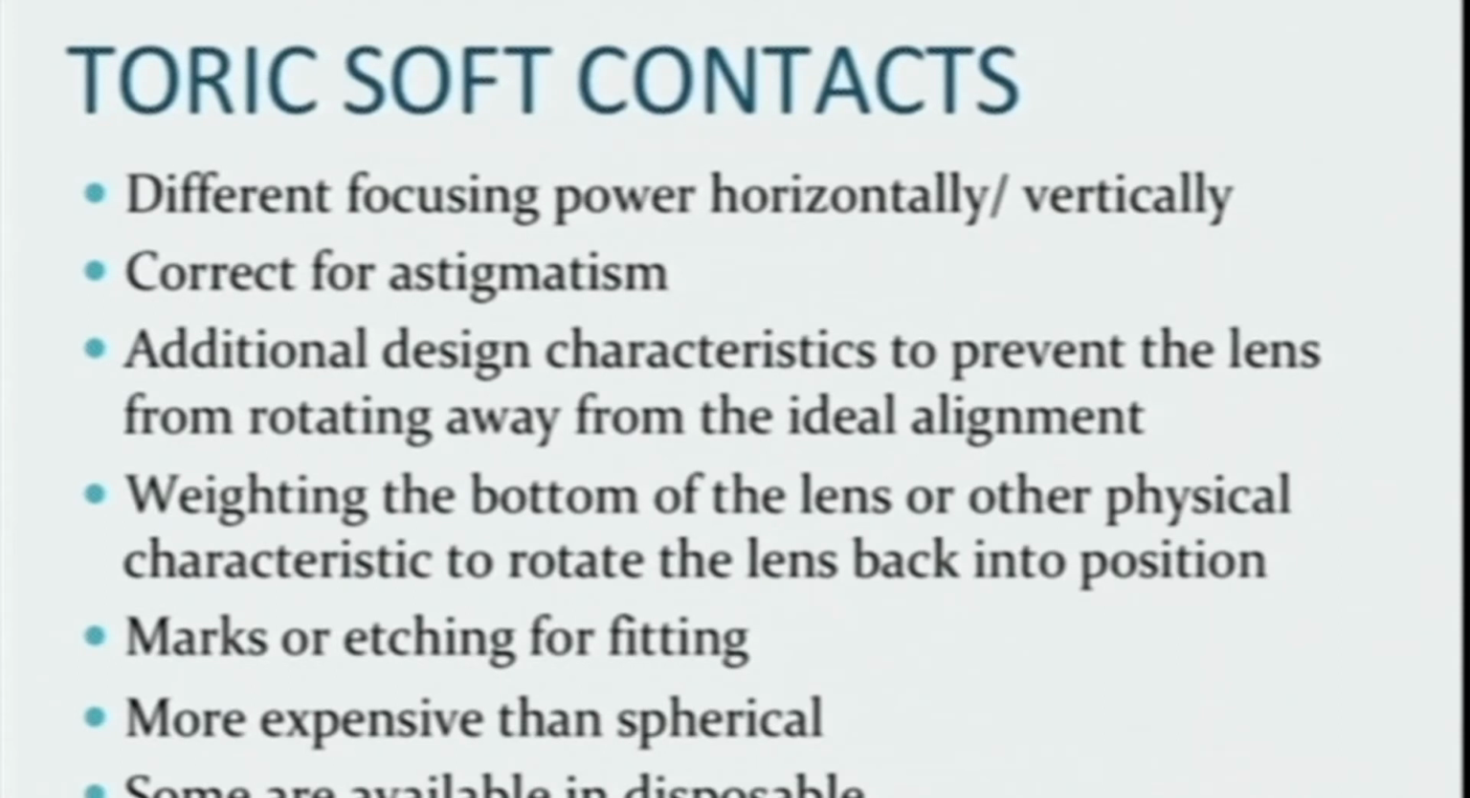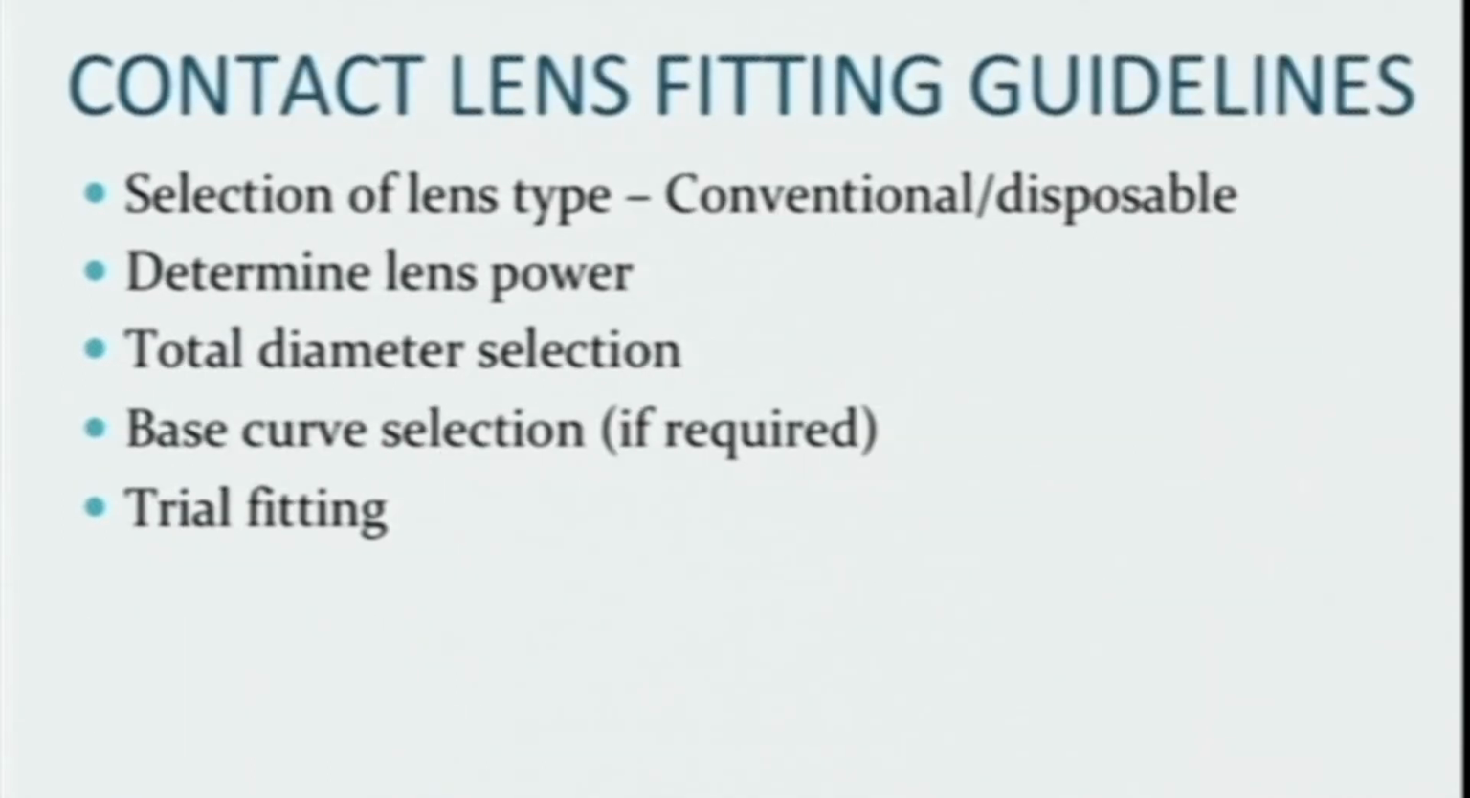And next, coming to toric soft lenses. Different focusing power at the vertical and horizontal meridian is present in this, which corrects astigmatism. Additional design characteristics prevent the lens from rotating away from the required alignment. And there are some markings also in this. Fitting guidelines: first you will have to select the lens type and then determine the lens power, total diameter selection, base curve selection, and the trial fitting.